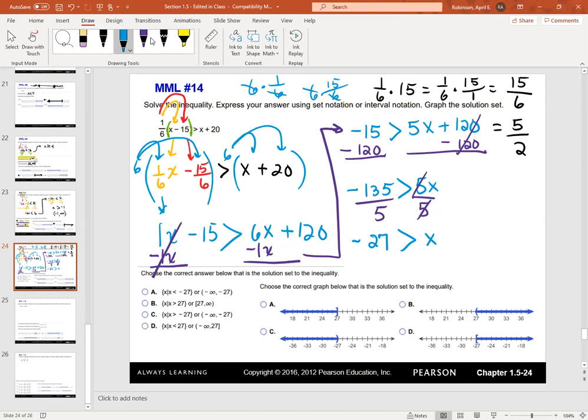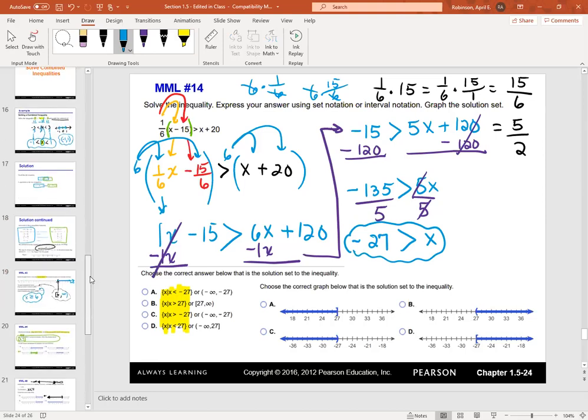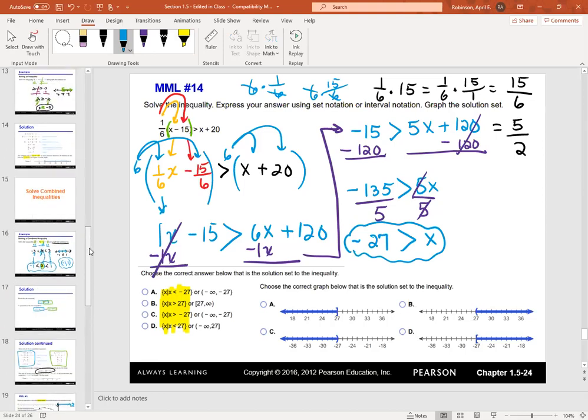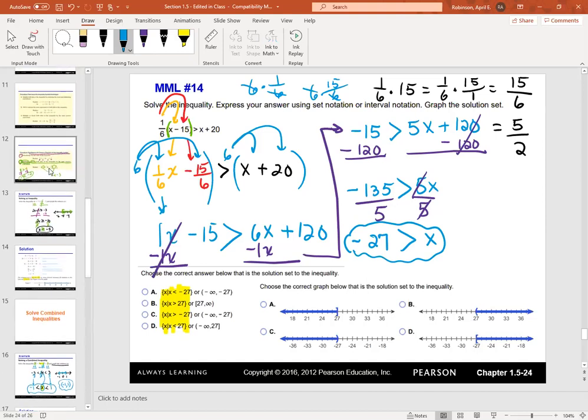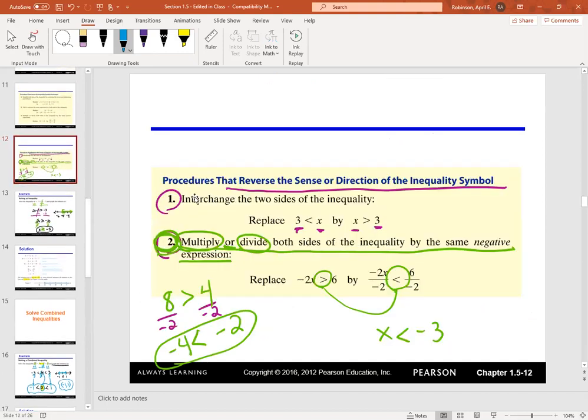But when I look at my choices for my inequalities down here, none of them say negative 27 is greater than x. They all have the x first. So I have to look at this and remember rule number 1. Let me go back and find it. Where was it? Number 1, if you interchange the two sides of the inequality, then you have to reverse the sign also.